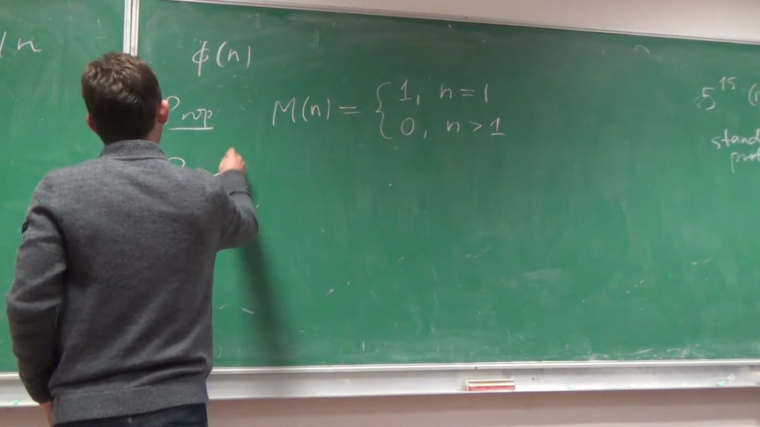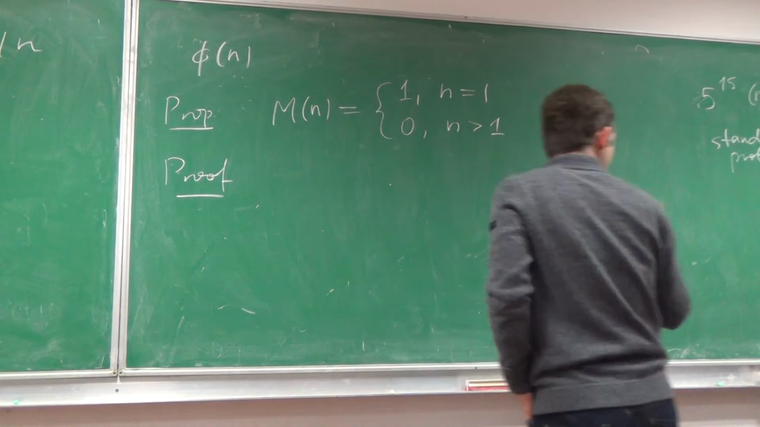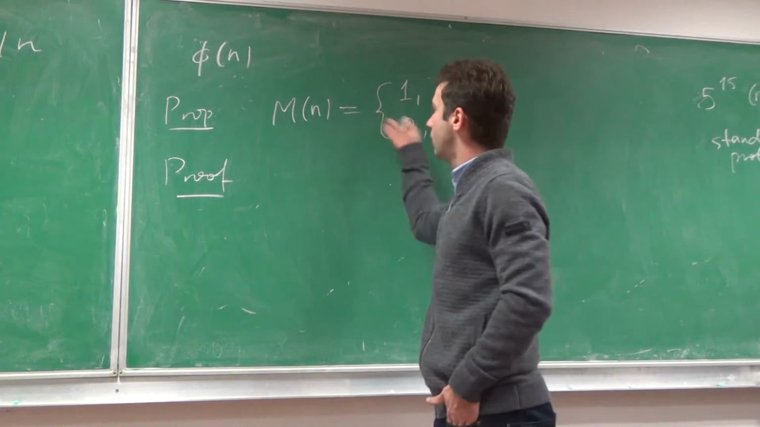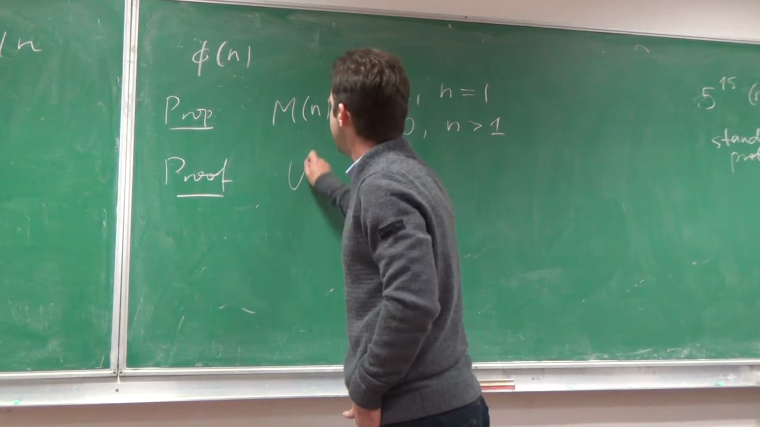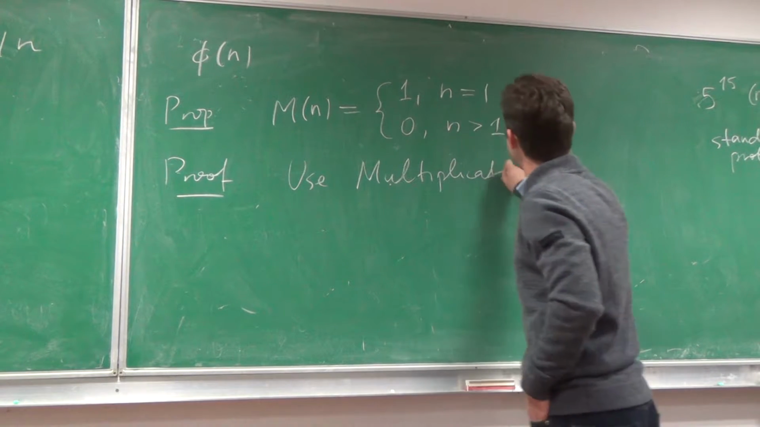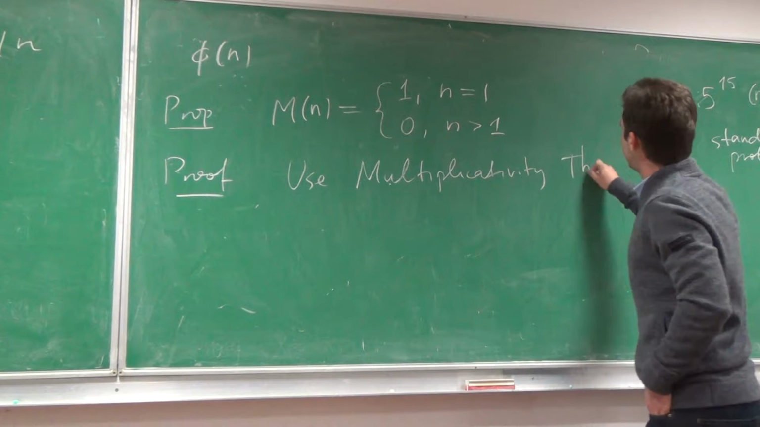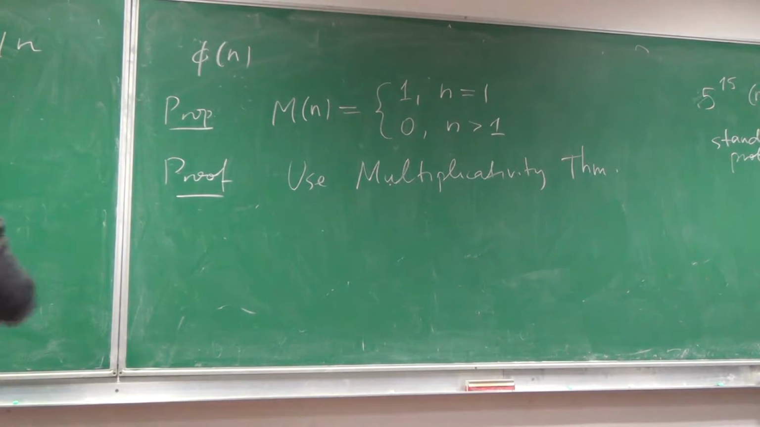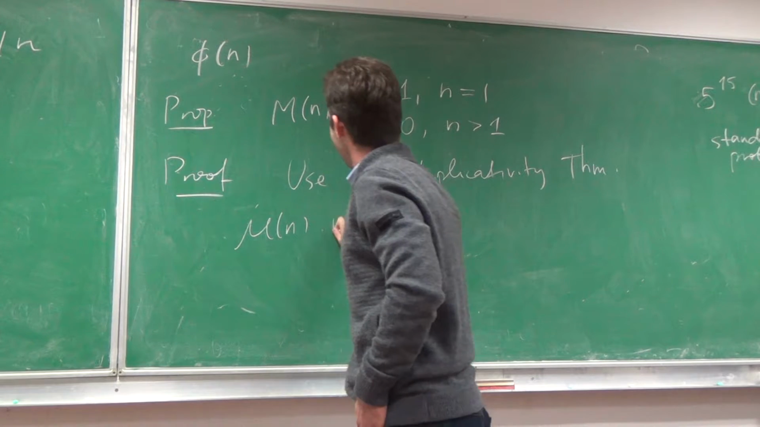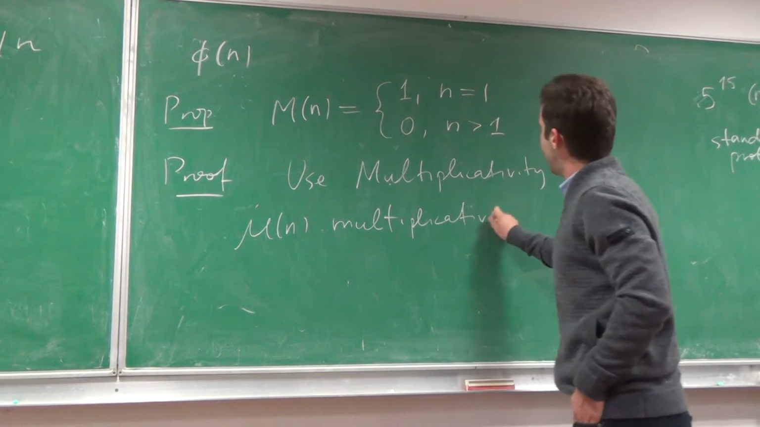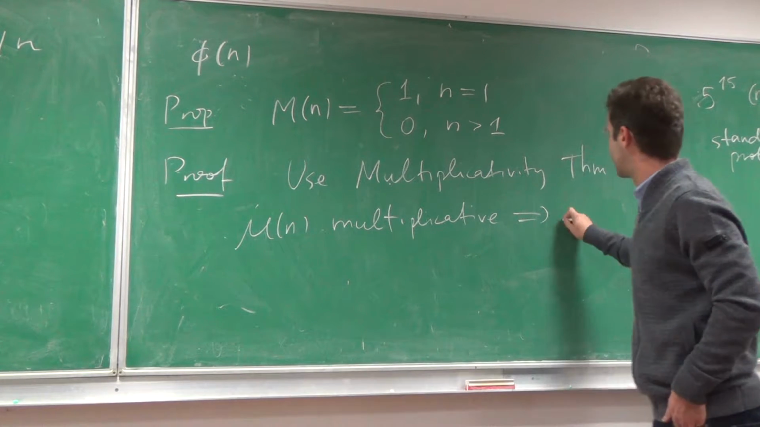Here is what we always do to solve a question like this. We use the multiplicativity theorem from last time. The multiplicativity theorem was telling us the following. As soon as the original function is multiplicative, and it was multiplicative, this implies that this summation over divisors is multiplicative.